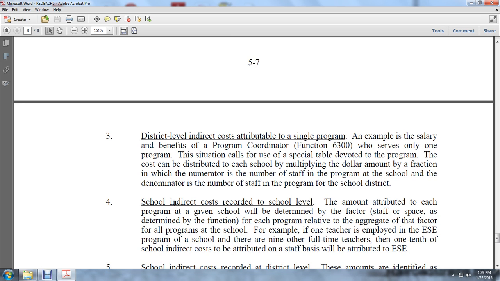School indirect costs required at the school level, this amount attributed to each of the programs at the school, will be determined by the factor of staff and space determined by the function. The factor for each of the programs is relative to the aggregate of the factor of all programs. For example, if one teacher is employed in the ESE program at the school, and 9 other full-time teachers, 1/10 of the school indirect cost will be attributed to ESE on the staff basis.